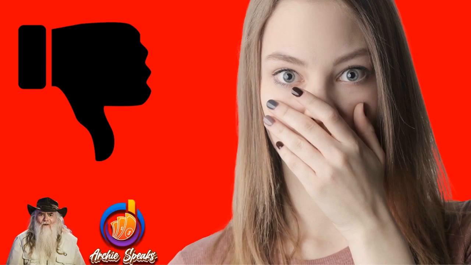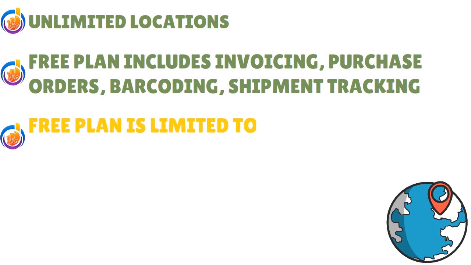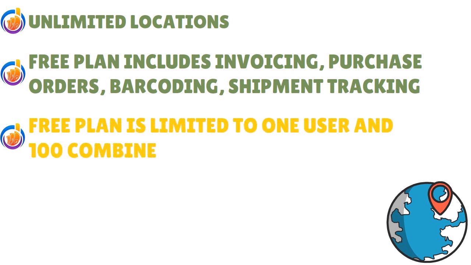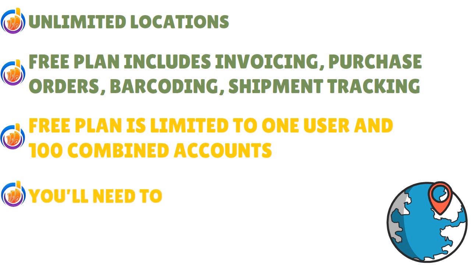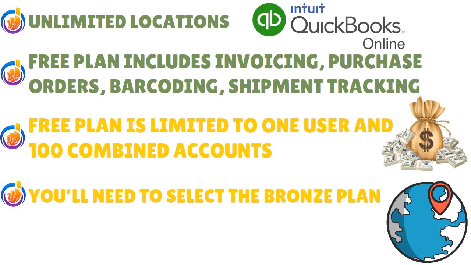I want to talk to you now about the disadvantages you can really contemplate as you're thinking about SalesBinder. And the first one is that the free plan is limited to one user and 100 combined accounts, unique SKUs, and orders. Okay, that's on the free plan. That's what I was just telling you a little earlier. When you think about SalesBinder, I want you to think about a freemium type of software tool. And you will need to select the Bronze plan, which will cost you starting at $19 monthly, to integrate with QuickBooks Online, Xero, WooCommerce, and Zapier.